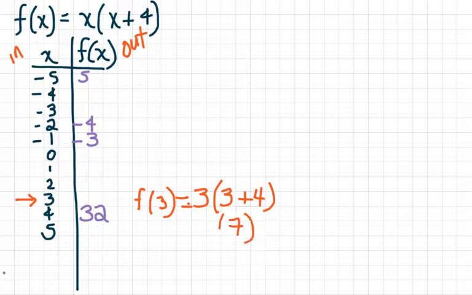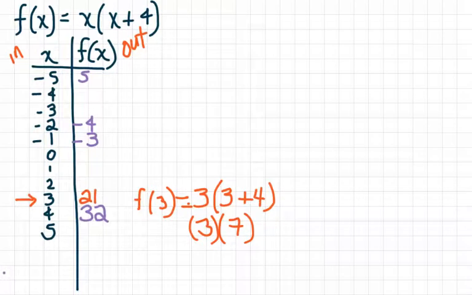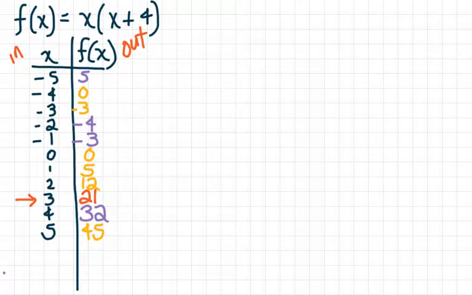Simplifying, I've got 7 times 3 is 21. Therefore, my input when x is 3, my output is y, or f of x, is equal to 21. So I'd like you to go in and do the rest of the table. I went in and populated the rest of the table, and I just need to make sure that you check your values against mine.